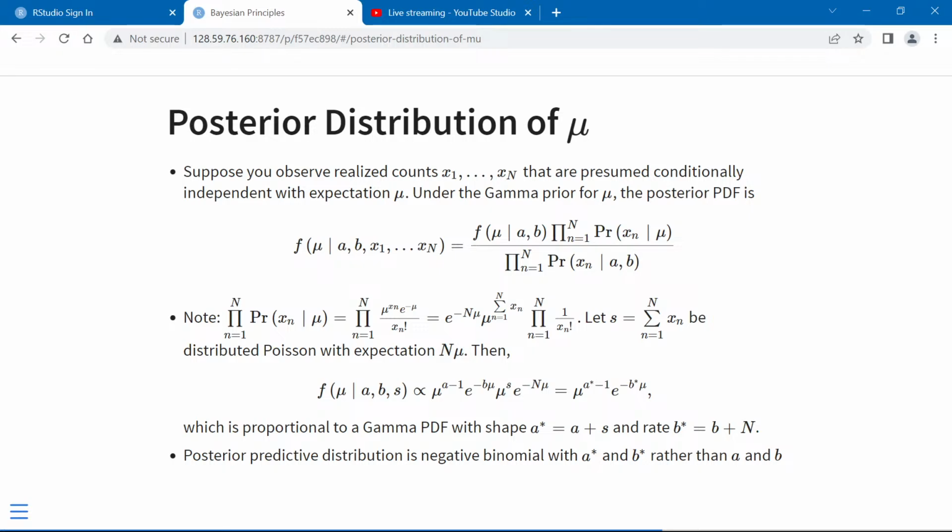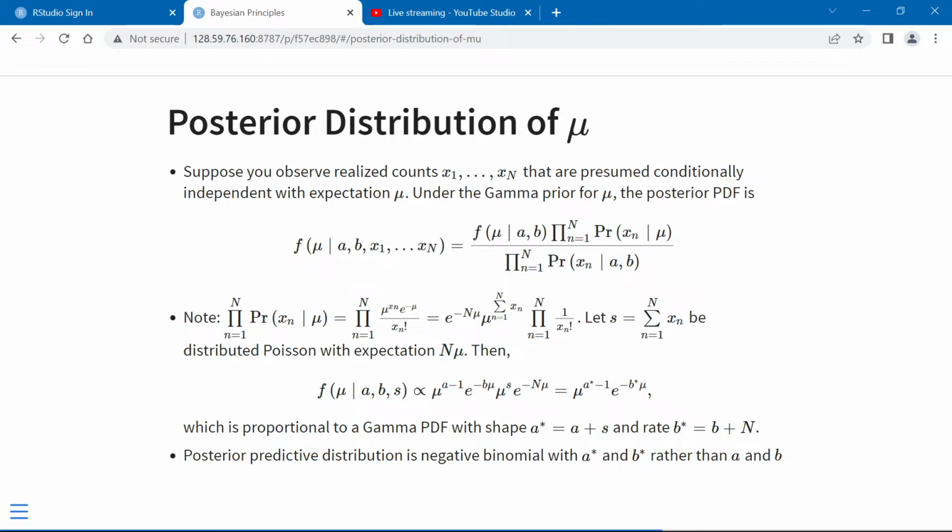So let's say we have realized counts, data, x1 through xn, that are presumed conditionally independent Poisson realizations with expectation mu. Under our gamma prior for mu, the posterior PDF is like this. So density of mu given A and B and all the x's. We've got a prior, in this case gamma prior, for mu. And we've got the probability of observing all these conditionally independent x's.